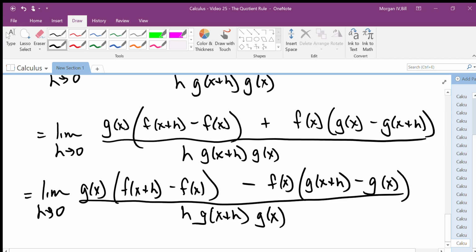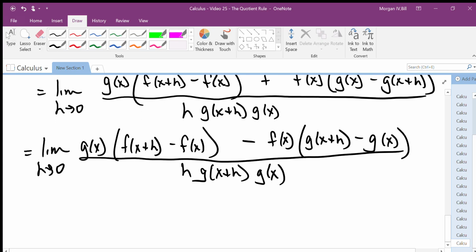Over that same denominator. Similar to last time, we're dividing this by the same denominator, so I can split that up into two denominators. Or I could also think of this as 1 over this denominator, h times g of x plus h times g of x. I could think of this as 1 over h times 1 over g of x plus h times g of x. If I multiply that together, it's the same thing.